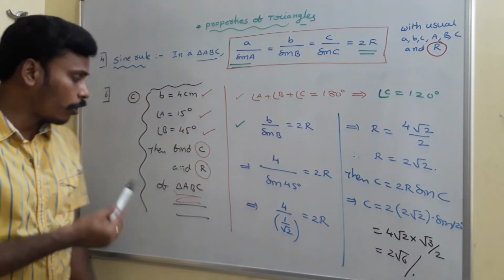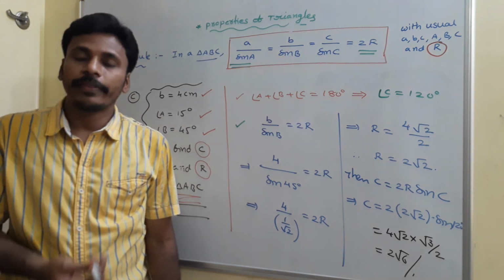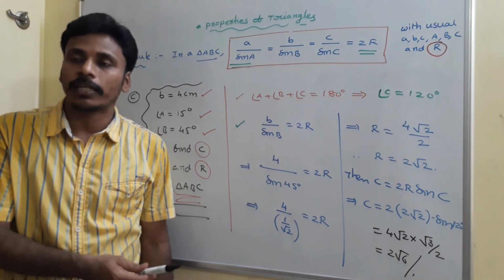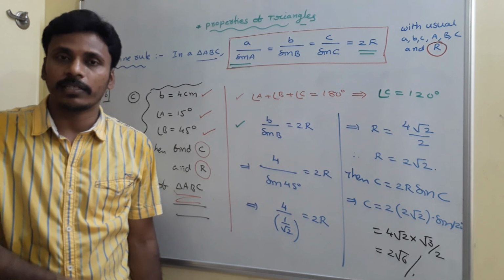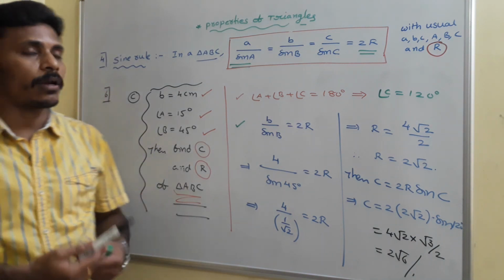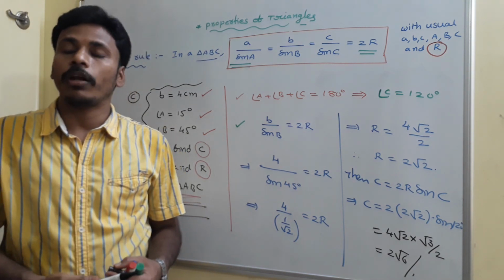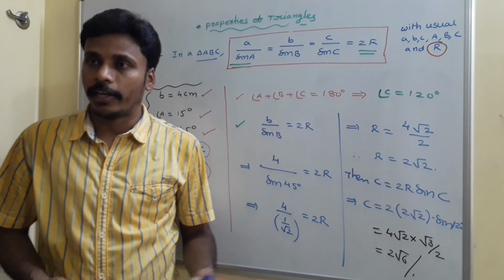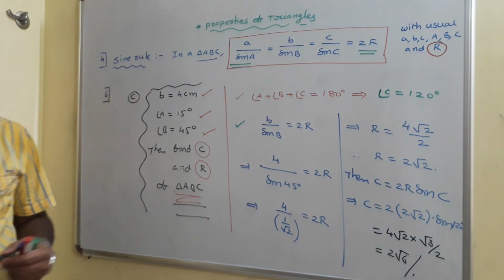So this way of finding the missing sides and the missing terms of the triangle, like circumradius, all these we can do using the properties of this triangle. So we also call it solutions of the triangle. Just have a look at this.